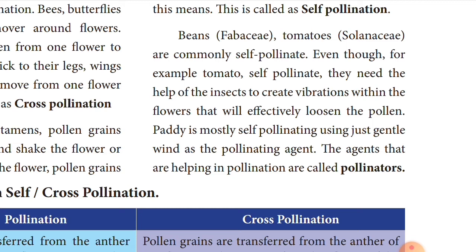And here, even in the example of tomato, they are also self pollinating. Insects help by creating vibrations within the flower, effectively loosening the pollen grains. You see the paddy, children? It's mostly self pollinating, using just the gentle wind and other pollinating agents.